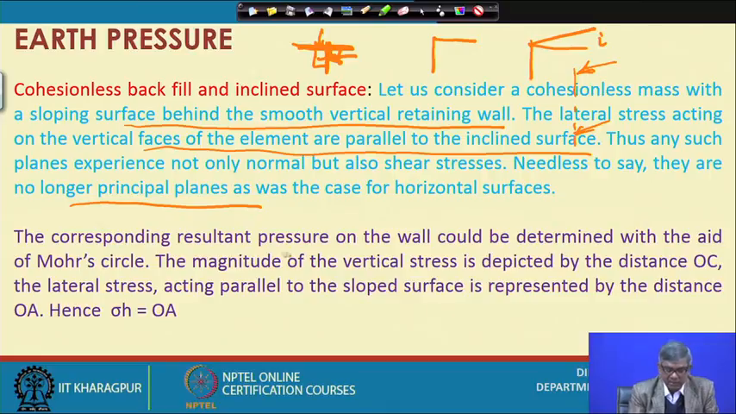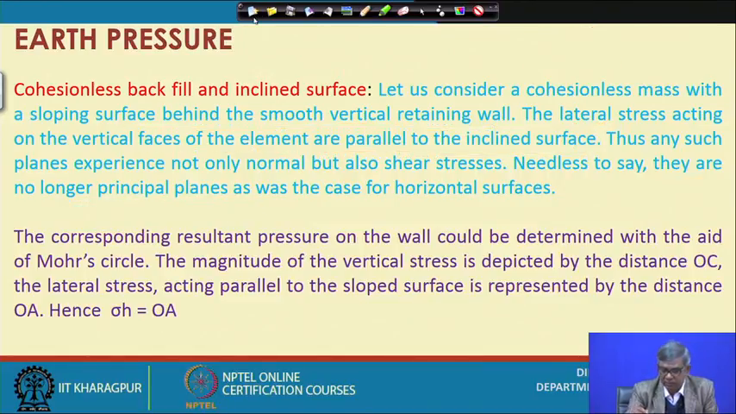The corresponding resultant pressure on the wall can be determined with the aid of the Mohr circle. I will show the Mohr circle on the next page. The magnitude of the vertical stress is depicted by the distance OC, and the lateral stress acting parallel to the slope surface is represented by the distance OA, and hence sigma h equals OA. What are OC and OA? I will show in this diagram.